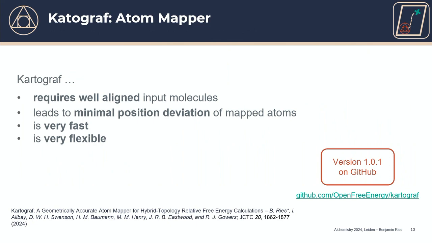With this, let me sum up the Cartograph part. What we need is well-aligned ligands. When we use Cartograph, we have minimal position deviations. Cartograph is very fast, and the last part that I maybe did not make too clear is Cartograph is very flexible. So you can add different rules to the mappings that you want to apply, what you don't want to map, what you want to map, and so on. Cartograph is on GitHub, available, open source, of course, MIT license, like everything in OpenFE.